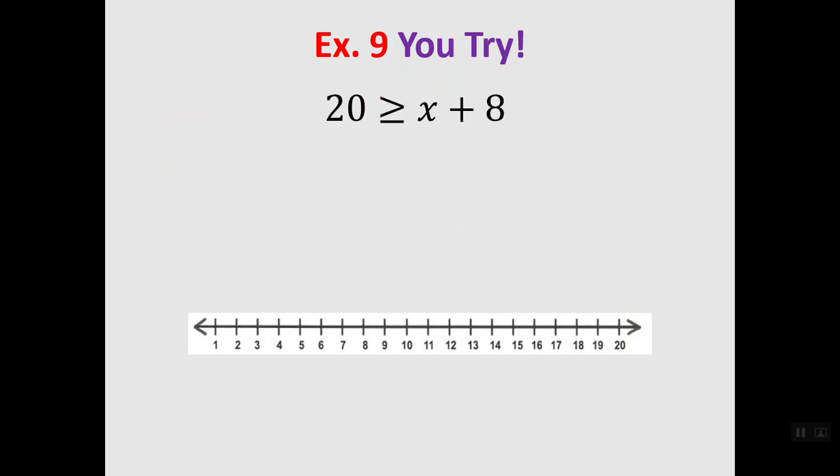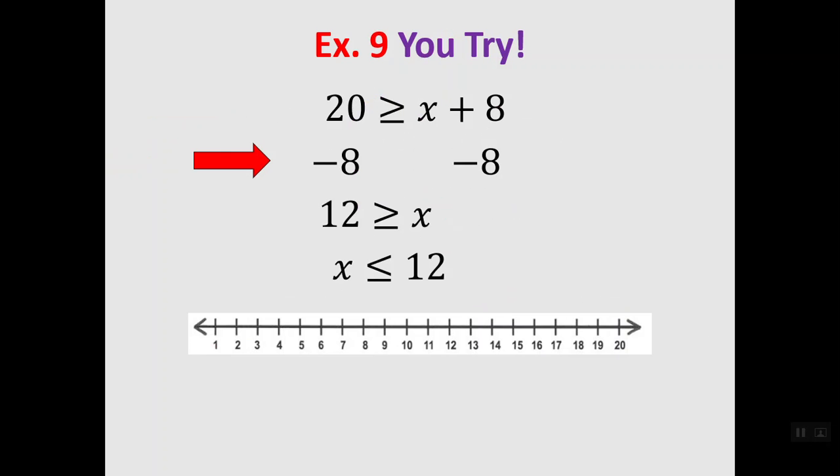Example 9. We're going to subtract 8 from each side. Here, don't be fooled by the fact that it looks like a -8. We're subtracting 8 from each side. And if you remember, when we subtract, we're not going to change anything. Only when we multiply or divide by a negative number do we switch that inequality symbol. So we get 12 and we keep it greater than or equal to x. Now I'm going to mirror image the whole thing, so my x is on the left, x is less than or equal to 12.